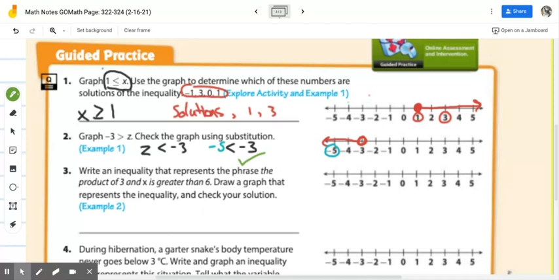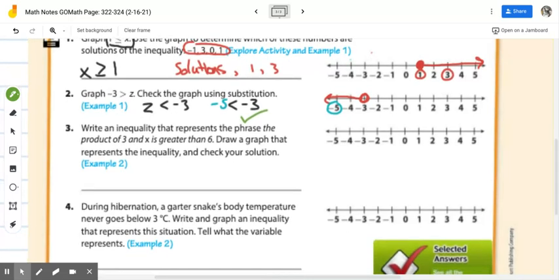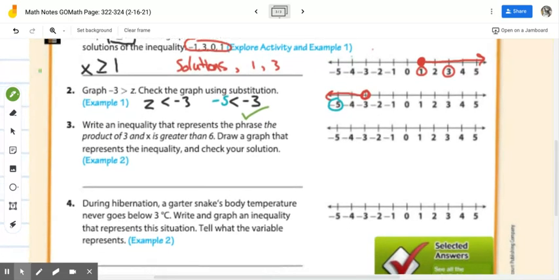All right, next, number 3. And remember, you can always pause the video, restart it, rewind, whatever you need to do. So if I'm going too fast, please don't let any of that stop you. Pause the video and get caught up. Here we go for number 3. Write an inequality that represents the phrase, the product of 3 and x is greater than 6. Draw a graph that represents the inequality and check your solution.